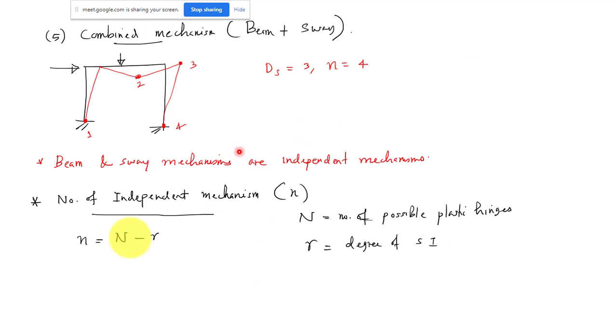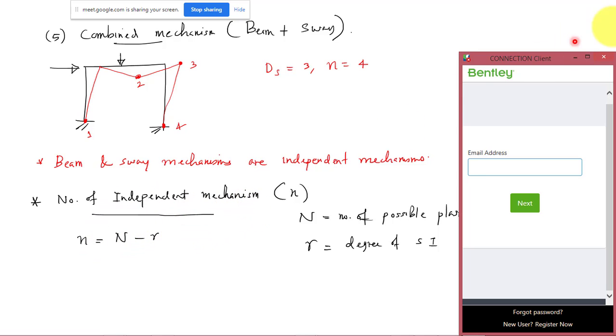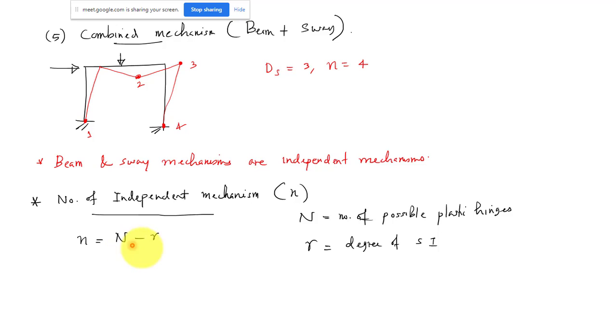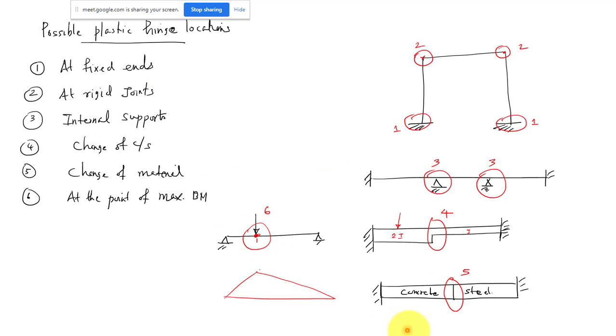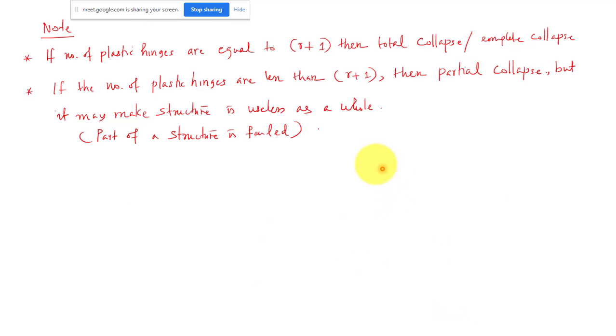So all this will be applied in the numerical example. How many plastic mechanisms, how many mechanisms we have to check, how many mechanisms will be there. So we have to check everything. We should not miss any possible mechanism, otherwise we will get a wrong answer.